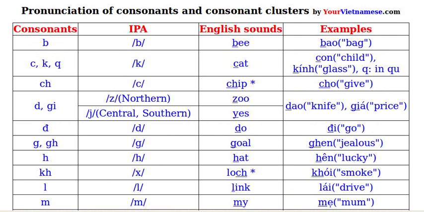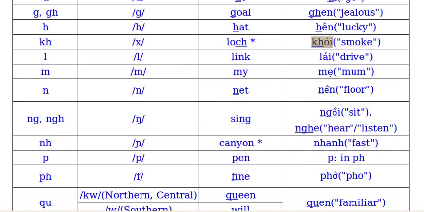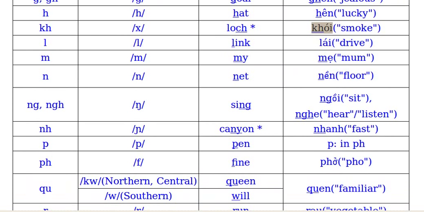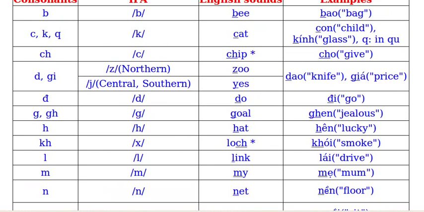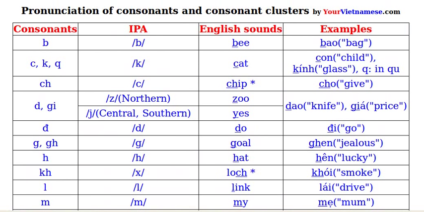So the consonants and consonant clusters that don't have equivalent sounds in English are, first, j, as in jaw. Now the next one is kh, as in khỏi, khỏi. The next consonant cluster is nh, as in nhăn, nhăn. So that's all three consonant clusters that don't have equivalent sounds in English.